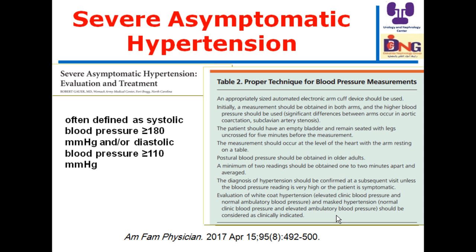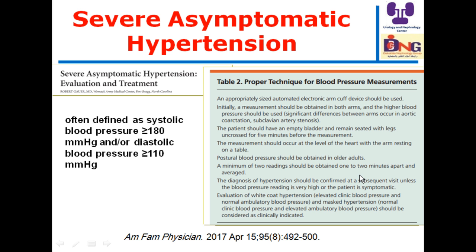We should follow proper blood pressure recording as I discussed. An appropriate size cuff should be used, and the initial measurement should be obtained in both arms, with the higher blood pressure used. Significant differences between arms occur in aortic coarctation and subclavian artery stenosis. The patient should have an empty bladder and remain seated with legs uncrossed for 5 minutes before the measurement. The measurement should occur at the level of the heart with the arm resting on a table. Postural blood pressure should be obtained in older adults. A minimum of 2 readings should be obtained 1 to 2 minutes apart and averaged.